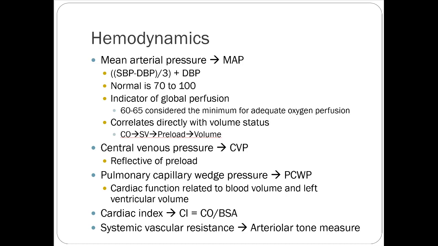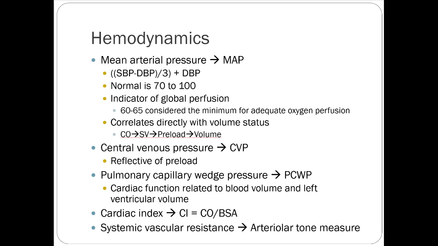It's easier to follow. The indicator of global perfusion for most patients is considered above 60 to 65. That's about the minimum you should target. So most times you're targeting a MAP above 60, and then hopefully a little higher than that in a healthy patient or a patient getting healthier. In acute illness, they might be hovering around that 60, but we have drugs that can hopefully push them up in the right direction. This correlates directly with volume status too. Cardiac output, stroke volume, preload, and volume all have to do with each other, so they're all going to affect one another. If your volume is down, it can affect everything, so you need to watch patients' ins and outs as well. Central venous pressure is another thing we can measure, which is reflective of preload.